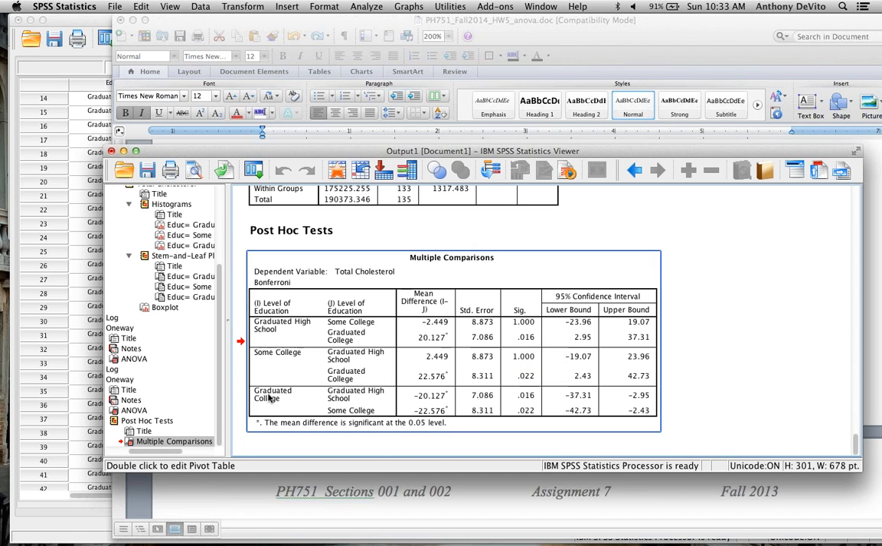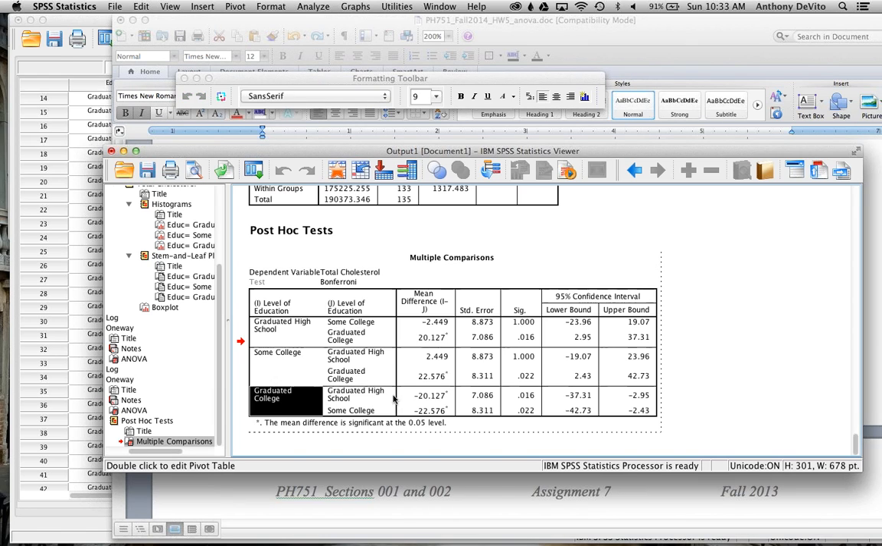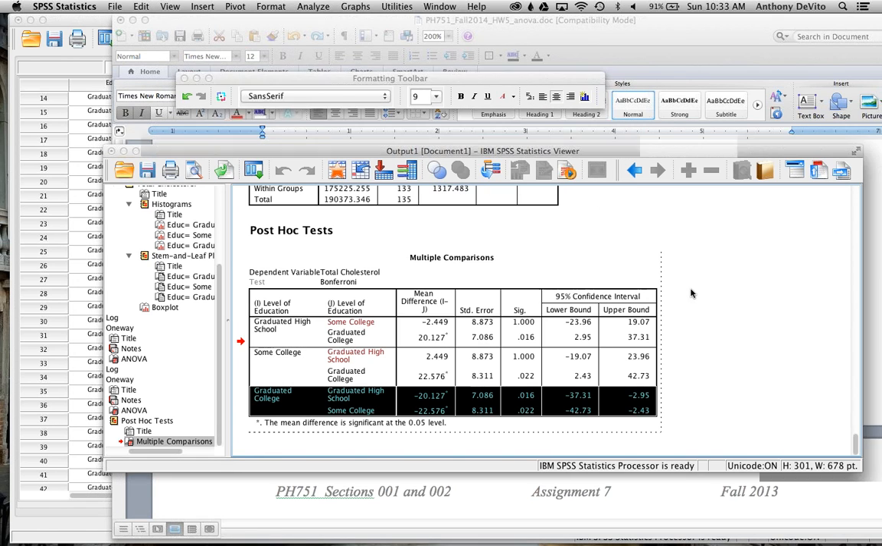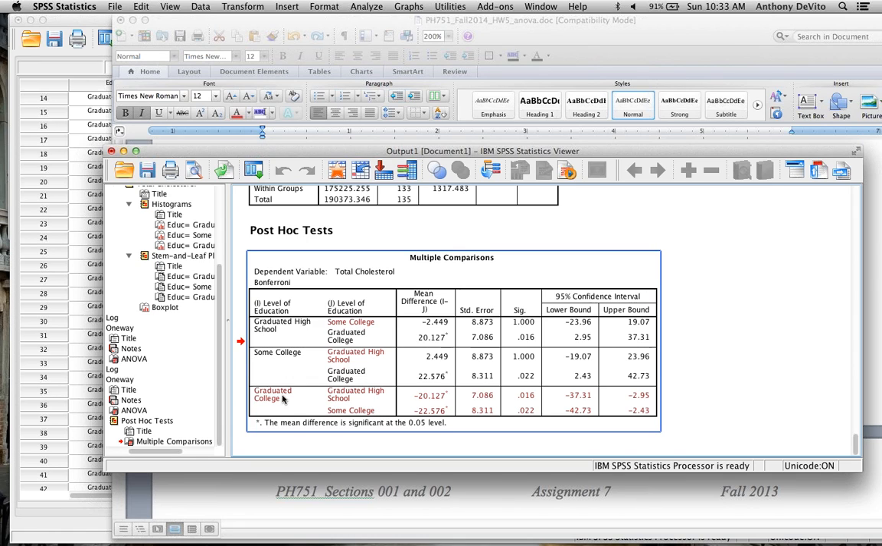But you see, in the summary table we actually have them all in there at the same time. Actually, I can get away with highlighting that one because they happen to be in the same box. In this case, graduated high school and graduated college, there is a significant difference. Graduated college and some college, there is a significant difference. So I'm going to take this table and just paste it in, but you can also put that into words as well.